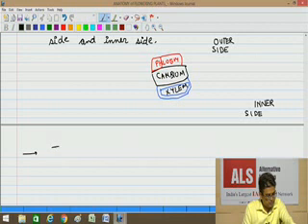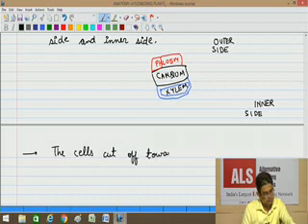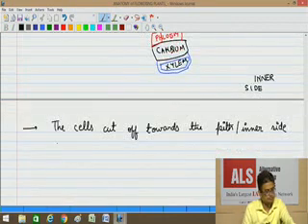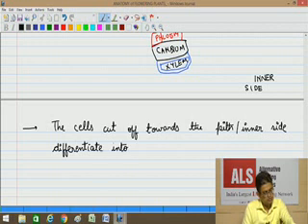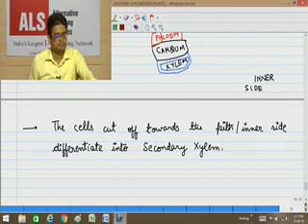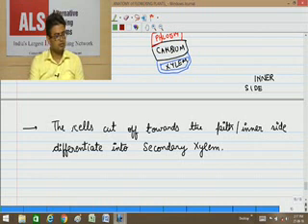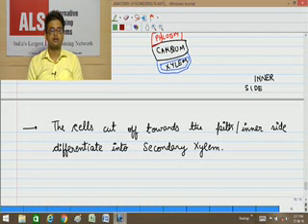The cells cut off towards the pith or inner side differentiate into secondary xylem.